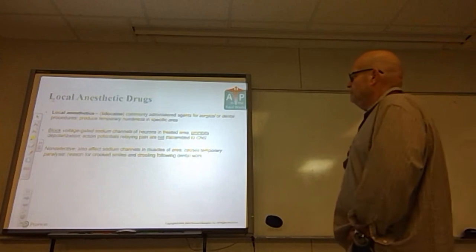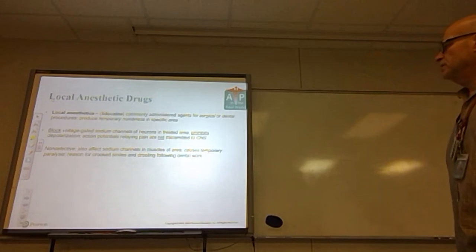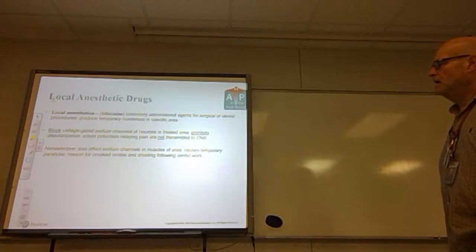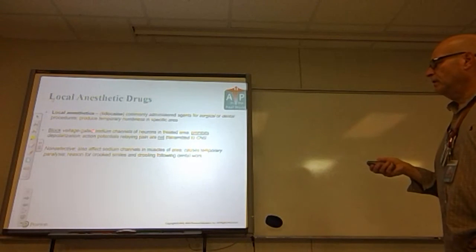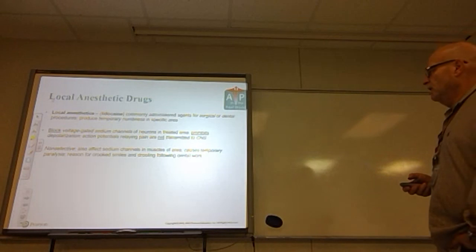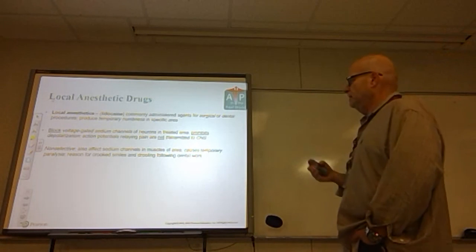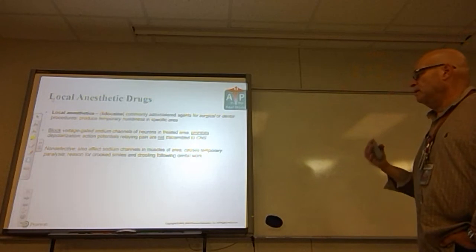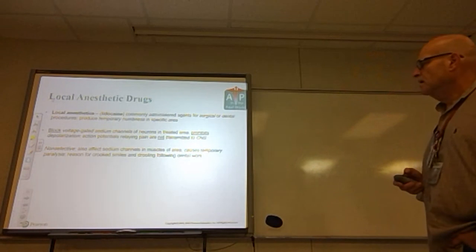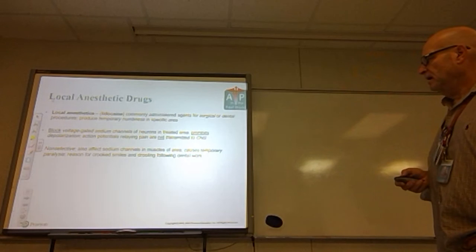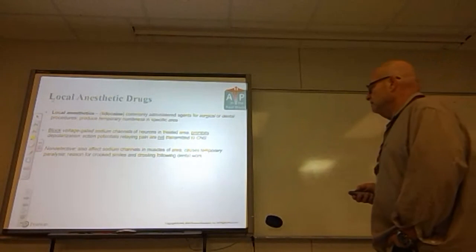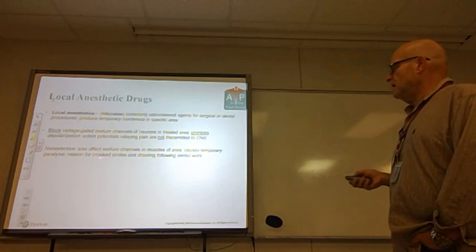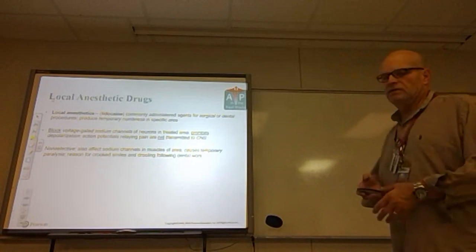Local anesthetics such as lidocaine, which are commonly administered for surgery and dental procedures, produce temporary numbness in a specific area. How do they work? They block the voltage-gated sodium channels of the neurons in the treated area, thus prohibiting depolarization. The action potentials relaying pain are then not transmitted to the central nervous system. They are non-selective. They also affect sodium channels in the muscles of that area, causing temporary paralysis. That's the reason for crooked smiles and drooling following dental work.